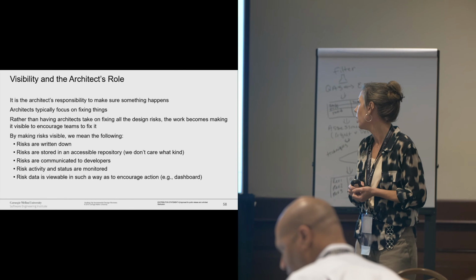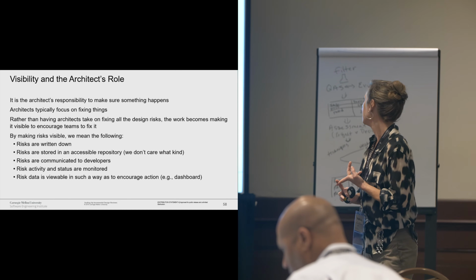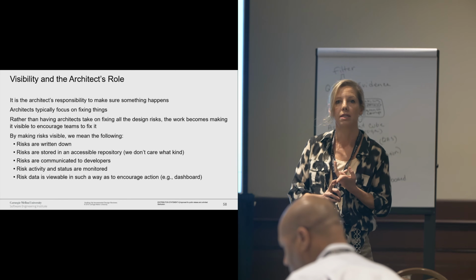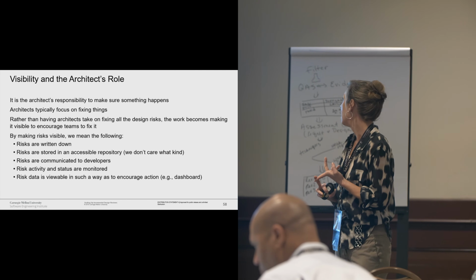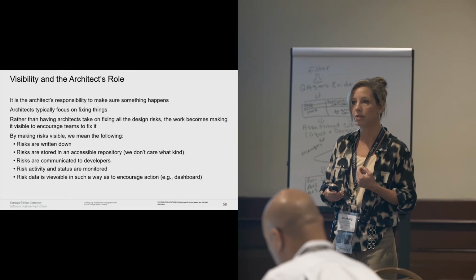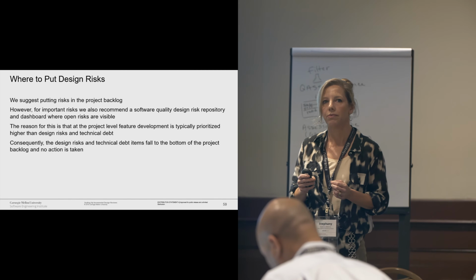And what do we mean by making them visible? We mean making sure they're written down, making sure they're stored in a repository. We don't care what it is. It can be an Excel spreadsheet. We don't really care. That they're communicated and then monitored and viewable to encourage action. So let's talk a little bit about that. Where to put the risks.